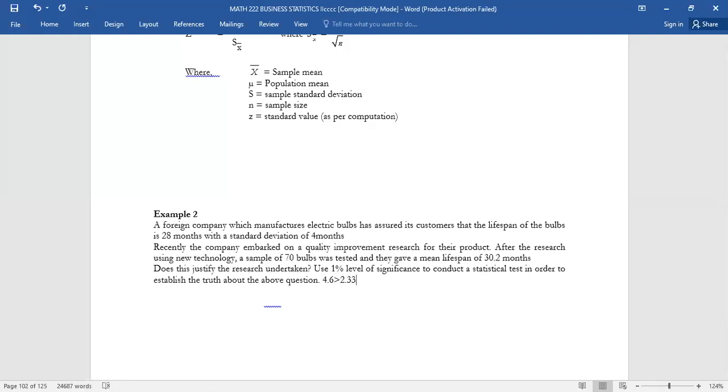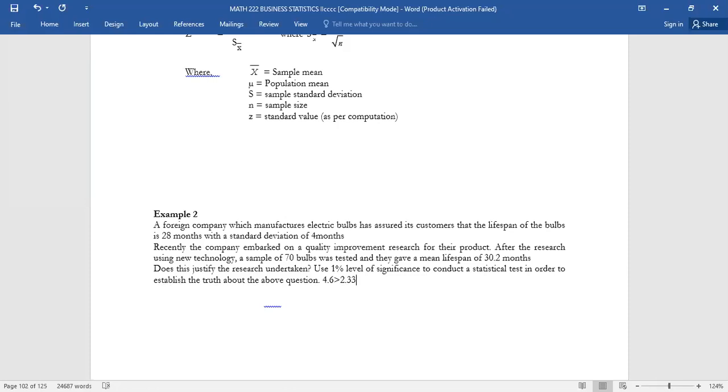So what's the conclusion? Was the research justified? We've been told here, does this justify the research undertaken? Does it? Give me the answer using 4.6 and 2.33. That's where the answer is.